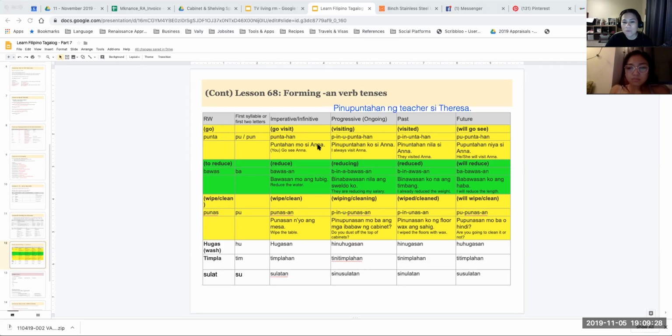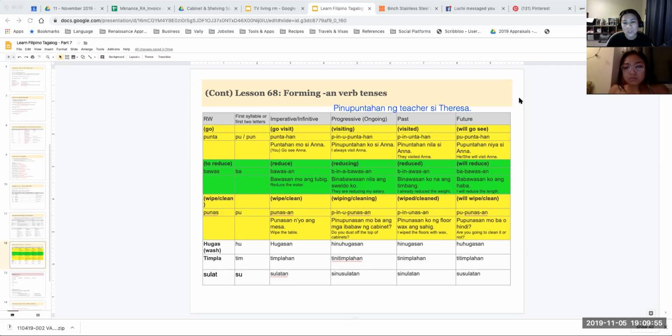However, siya yung focus natin. But in this example, pinupuntahan ng teacher si Ana, it's kind of the same. It's just that the way we explain it in Tagalog is we say it more in terms of focus and out of focus. The out of focus is kind of like, it's not really the object. So let me put it this way.